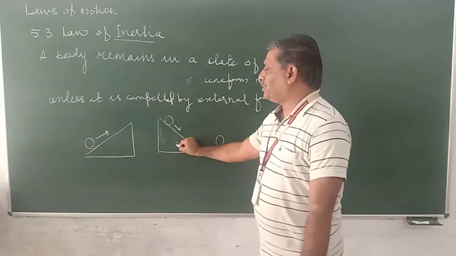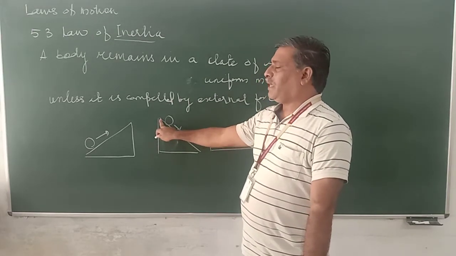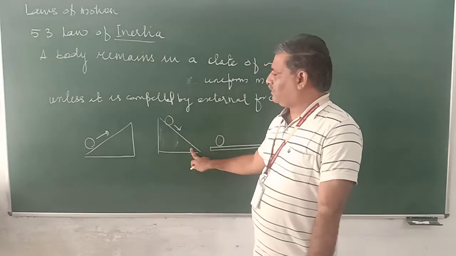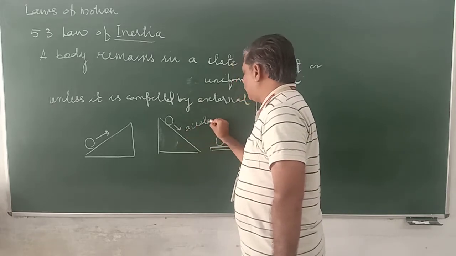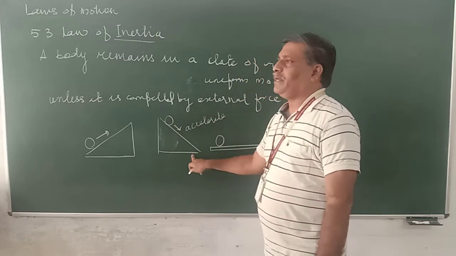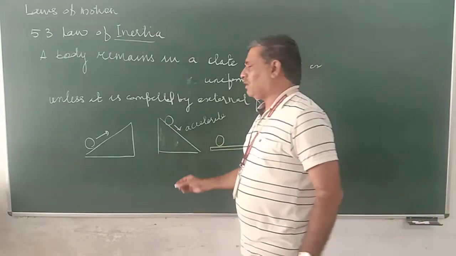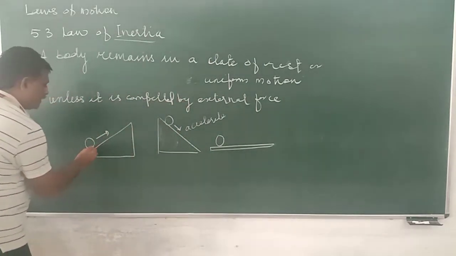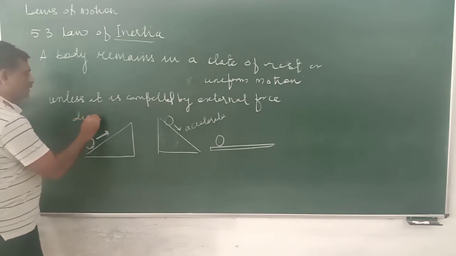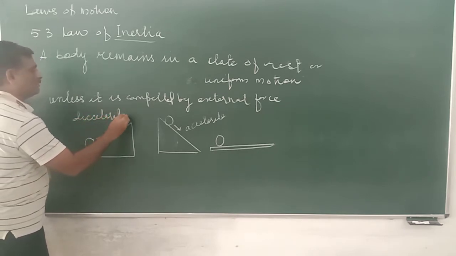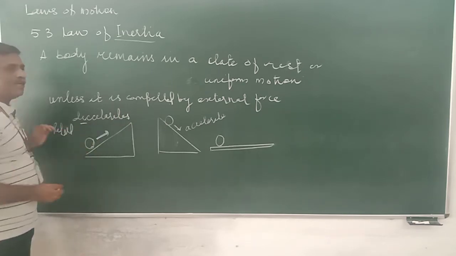Let us consider this situation first. When an object is moving down an inclined plane, its velocity goes on increasing. Here it accelerates. On the contrary, when an object is moving upward on an inclined plane, it decelerates or retards. Here its velocity goes on decreasing.